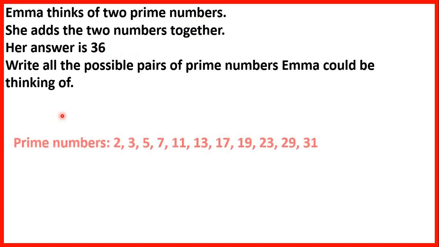So if we write the prime numbers that are less than 36, we have these numbers here. And to make sure we understand what prime numbers are, 13 is a prime number because it's only in the 1 times table and the 13 times table. 17 is only in the 1 times table and the 17 times table, and so on. So we need to think of all the possible combinations that give a total of 36.